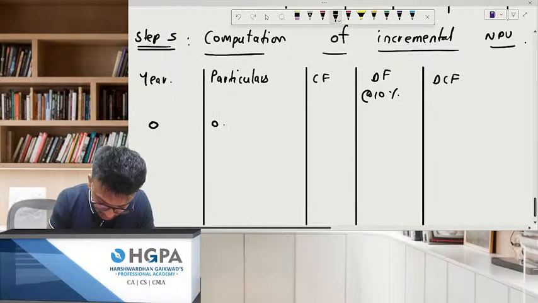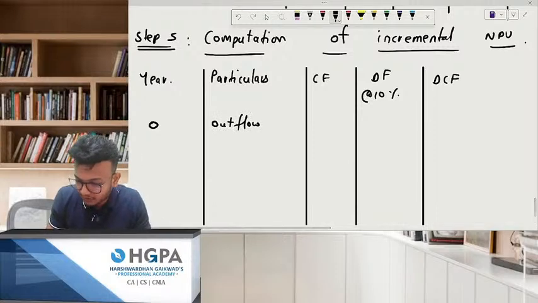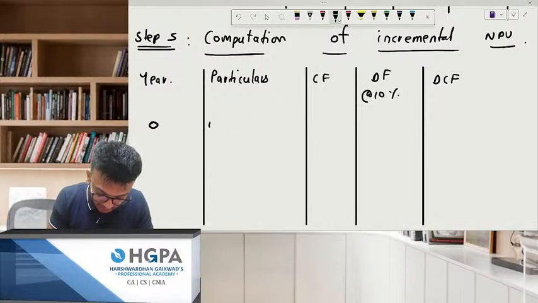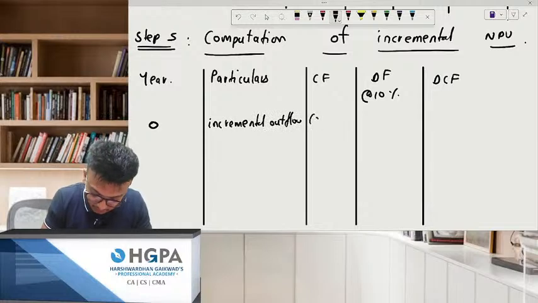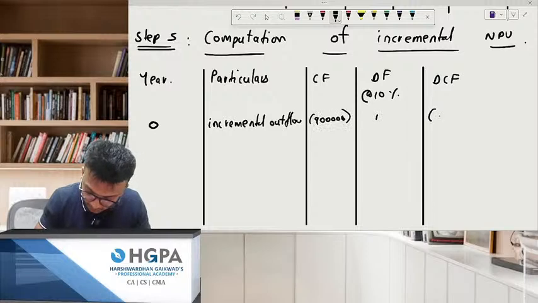Zero here. This will be my outflow. Your outflow is already there. So basically, you need to write everything. Incremental outflow. How much is it? 9 lakh, no? How much is this? 9 lakh.